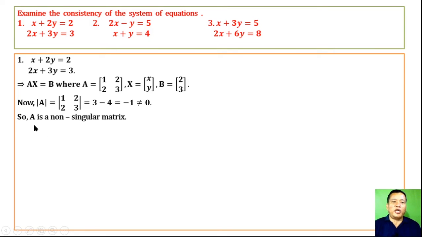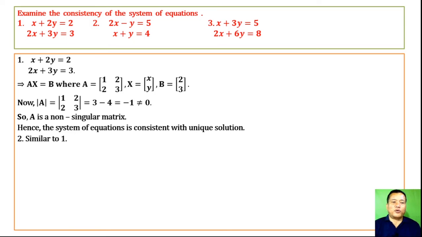So A is a non-singular matrix. Hence, the system of equations is consistent with a unique solution. Now question number 2. Let us try to see.